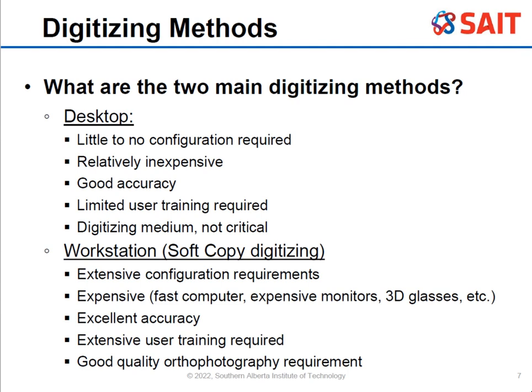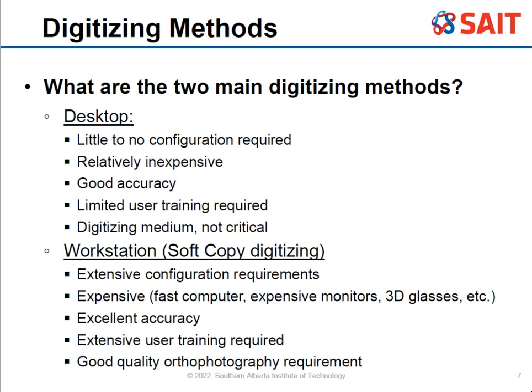Where if you have a workstation, this is very specific for a type of digitizing. It's considered soft copy digitizing. It does require extensive configuration. You need a good computer, a fast computer. You need expensive monitors that allow you to do 3D viewing. You need 3D glasses, etc. And we're not talking like a 3D TV. We're talking something that's at least double that cost.